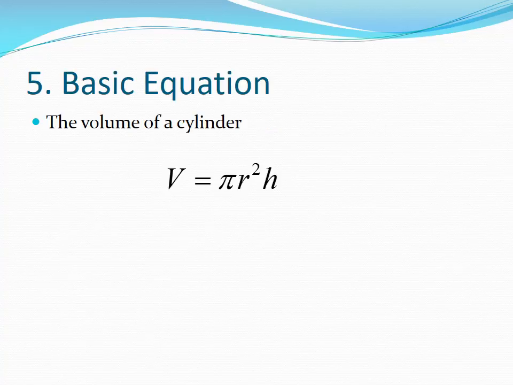The basic equation is the volume of a cylinder. Equations like this are given in the book. There are several on the inside front and back cover of your book. The volume of a right circular cylinder is pi r squared times the height, where r is the radius of the cylinder, and h is the height.